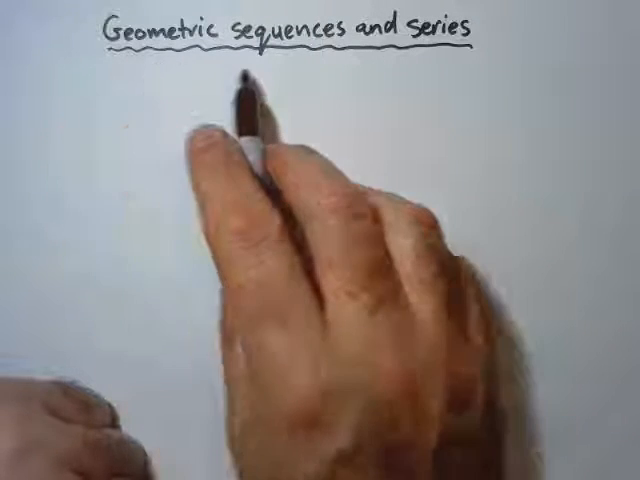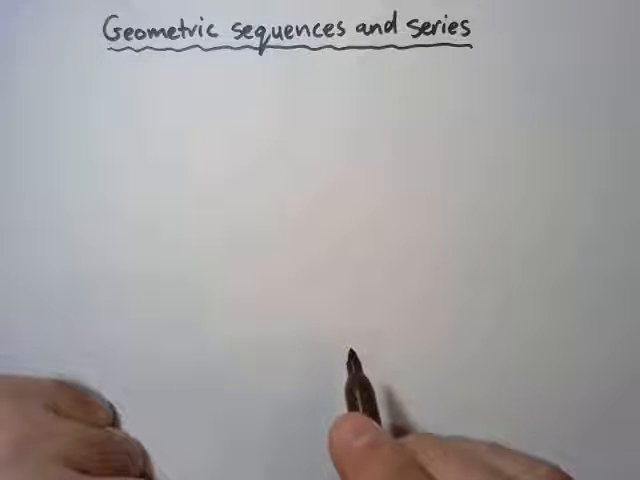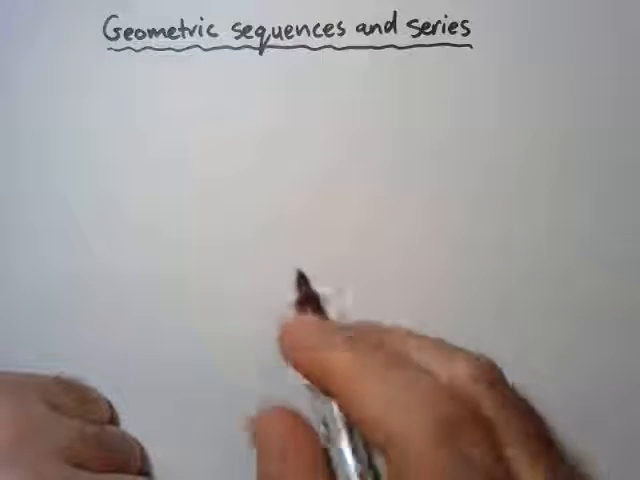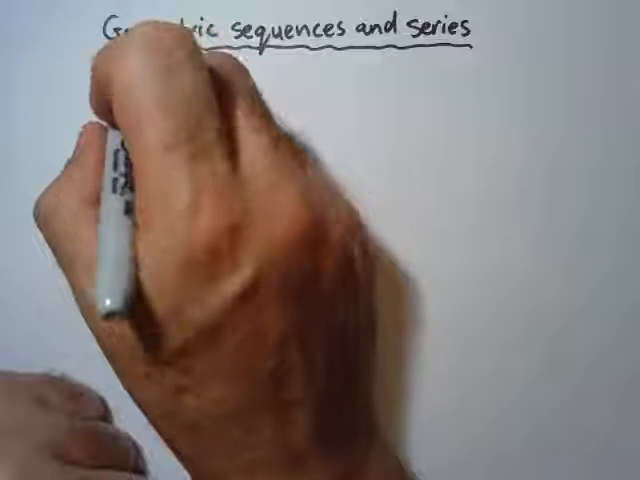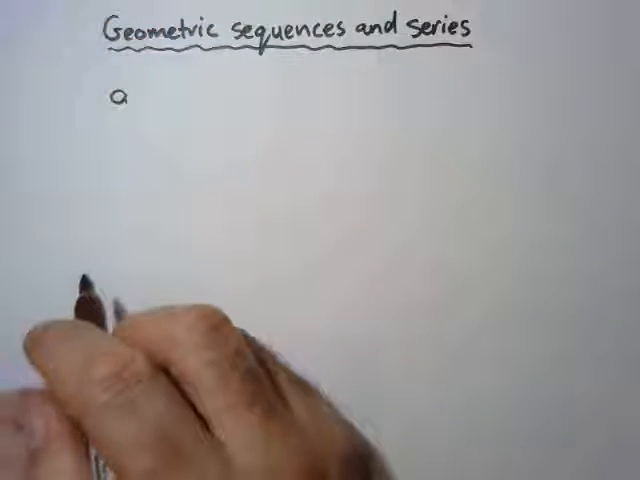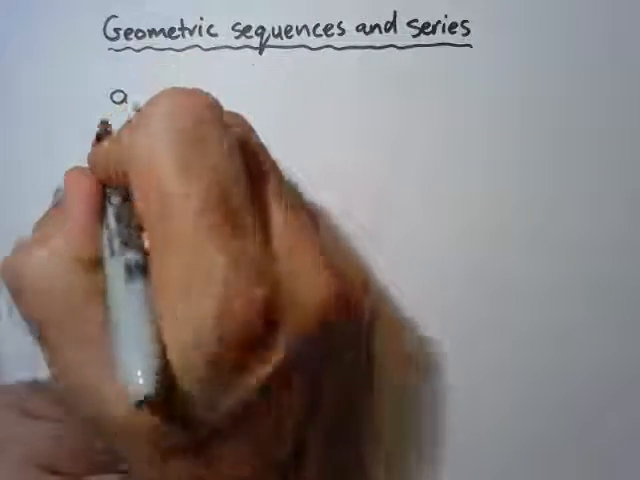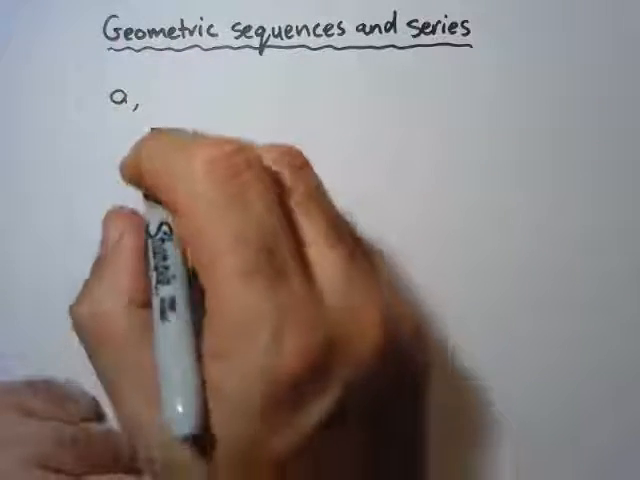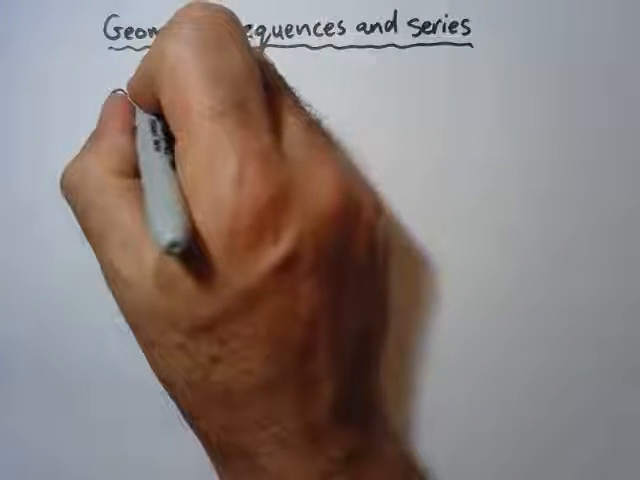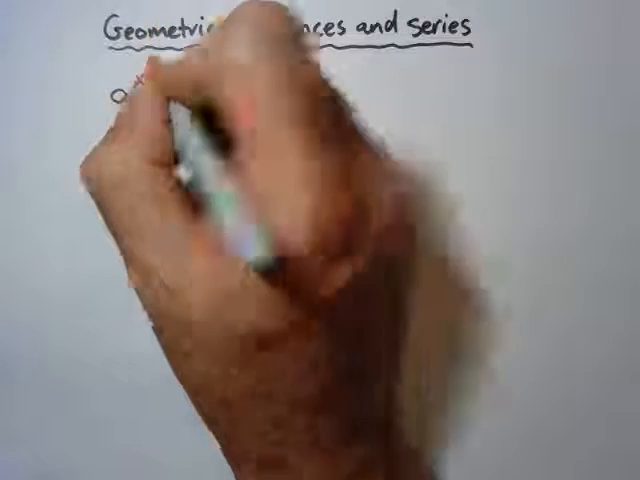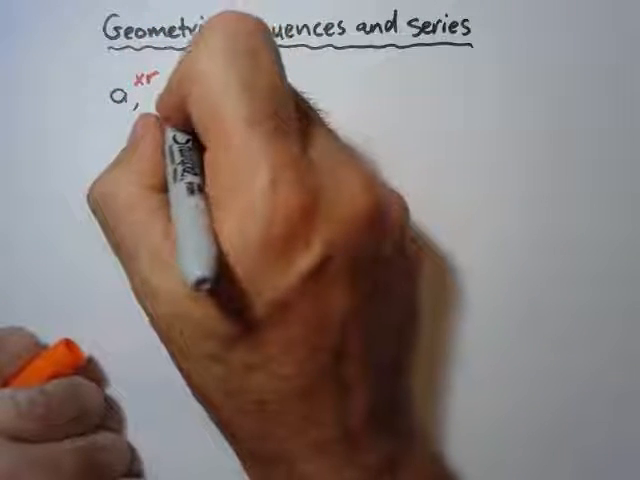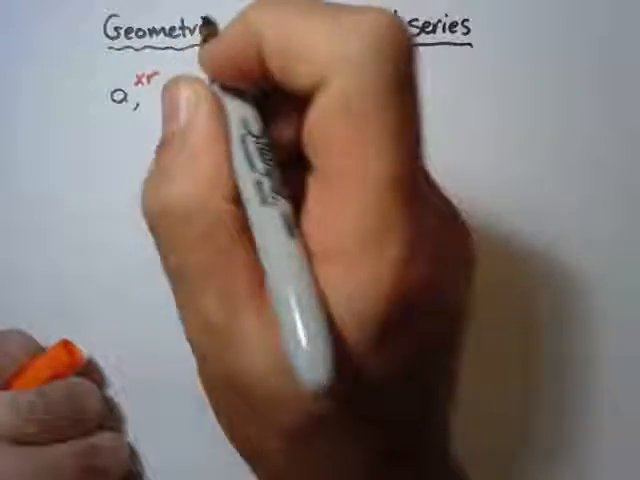In this video on geometric sequence and series, I'm going to show you what it is. A geometric sequence is also a sequence of numbers. If we start with the first term a, then each number is always multiplied by a certain constant value. Let's call it r. So if I multiply that, my second term will be ar.